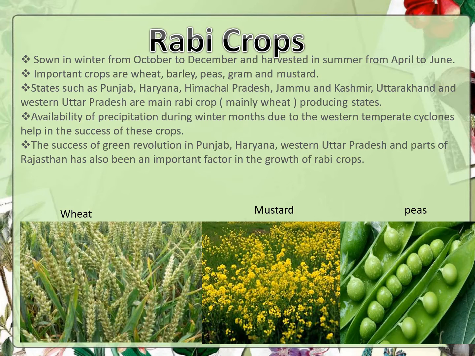The states like Punjab, Haryana, Himachal Pradesh, Jammu Kashmir, Uttarakhand, and West UP are the main rabi crop, mainly wheat producing states. The availability of precipitation, rainfall during the winter months due to the western temperate cyclones help in the success of these crops. The success of the Green Revolution in Punjab, Haryana and West UP, parts of Rajasthan, has also been an important factor in the growth of rabi crops.